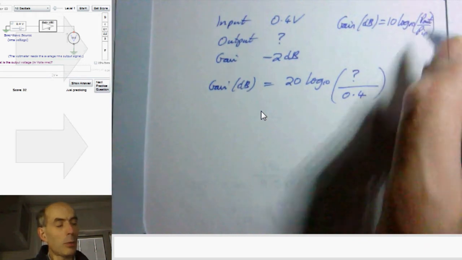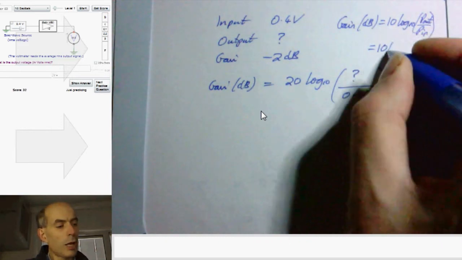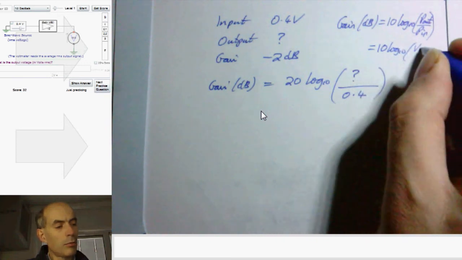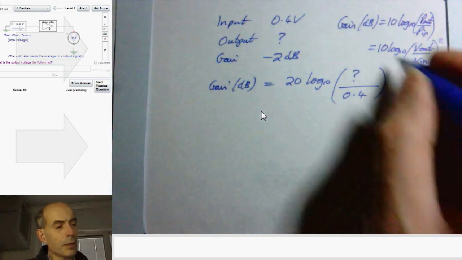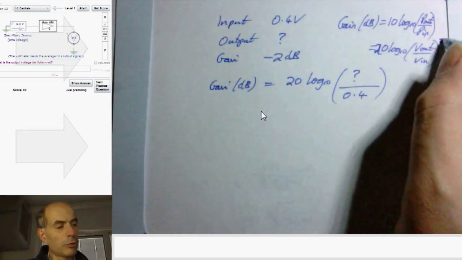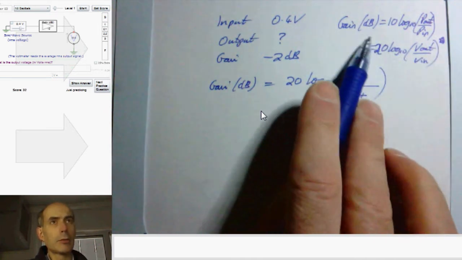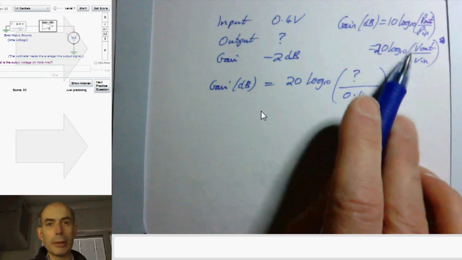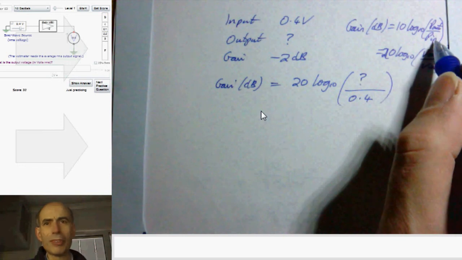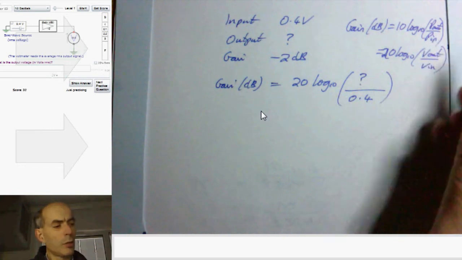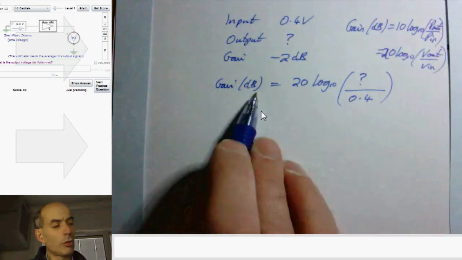In other words, the power is proportional to the square of the voltage, and therefore it's 10 log 10 of V out over V in all squared. In other words, 20 times log 10 of V out over V in. Don't forget that, because if you forget that, that can come and bite you later. But for now, when we don't have a well-defined resistance in the circuit, we can assume that the power is the voltage squared and use this formula.